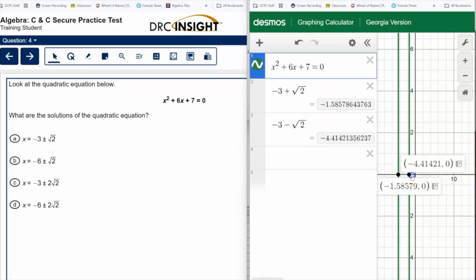I'm going to click on my solutions again. Does this match? Be very careful. -1.5857, and then they round. Yes. -4.4142, and then they round. Yes. So this answer is A.